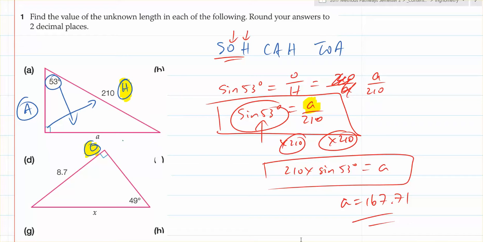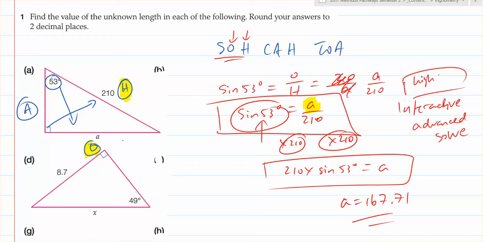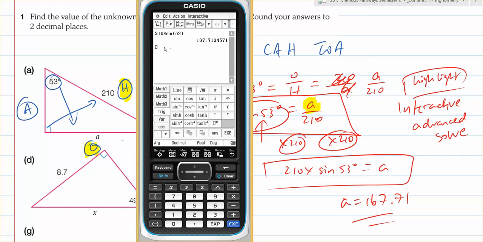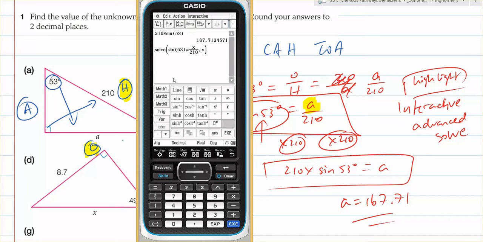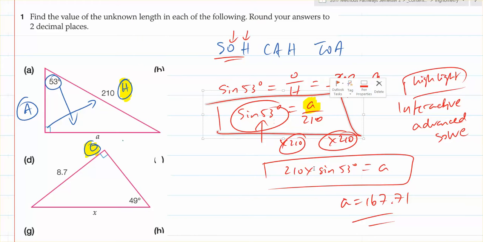Alternatively, you can use interactive, advanced, solve. So highlight the equation. If I didn't know how to rearrange the equation, I can go sine 53 degrees, always close your brackets, equals A. Instead of A, I'll just use X, okay? You use this fraction button, X divided by 210, because I don't want to have to search for the letter A in my calculator. So I'm going to go interactive, advanced, solve for X, or A in this case, and my A value would be 167.71, which is the same thing, okay? But you do need to know how to rearrange these equations, okay?